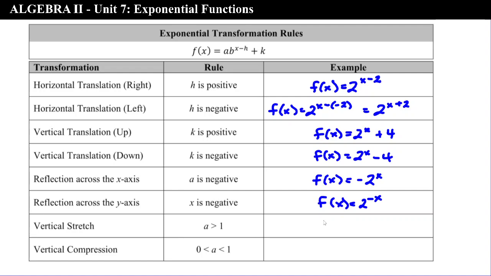And then for a vertical stretch, you're going to have f of x equals some number greater than 1 for a. So you're going to have 3 times 2 to the x. And then for a vertical compression, f of x equals something like 1/3 times 2 to the x. Now, note on these, we cannot combine these numbers because this 3 does not have a power of x on it like this 2 does. So they have to stay separated.